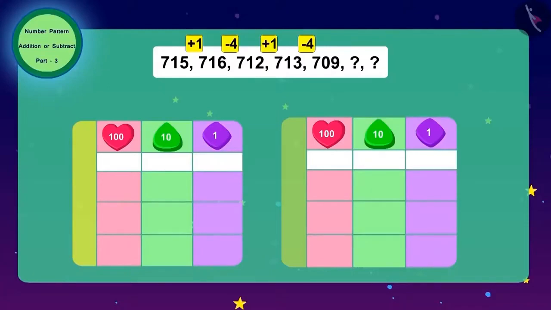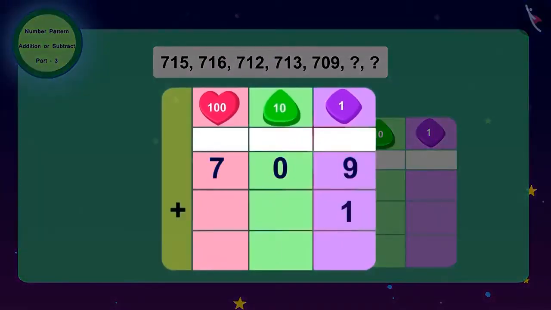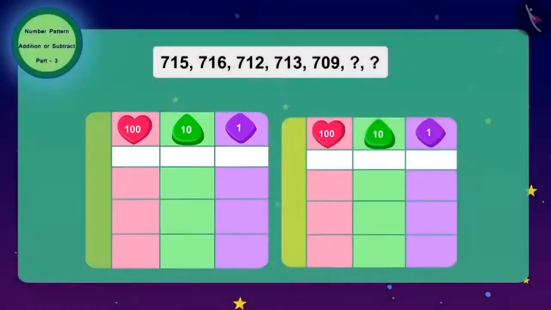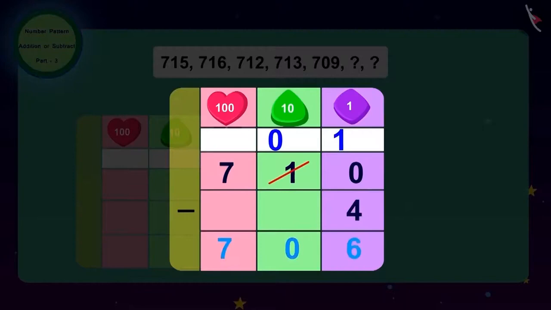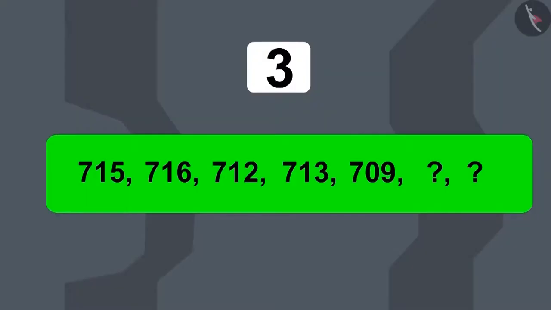So, to get the next number, what should Raju do? To get the next number of the code, we have to add 1 to 709. How much is it? 710. Now, what should we do to get the next number? We will have to subtract 4 from 710. And the last number of our code becomes 706. Raju fed the answer given by us into the door. And look, the last door has also opened.